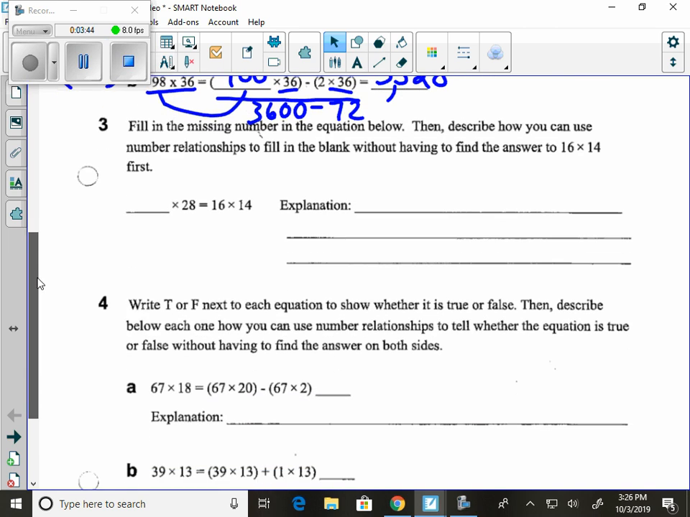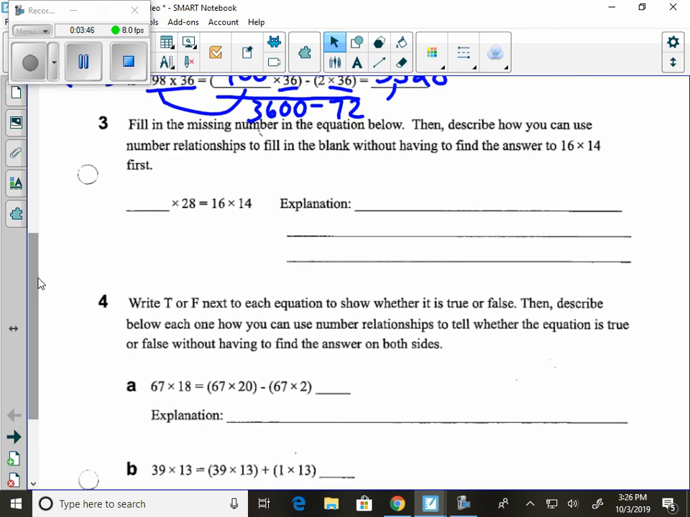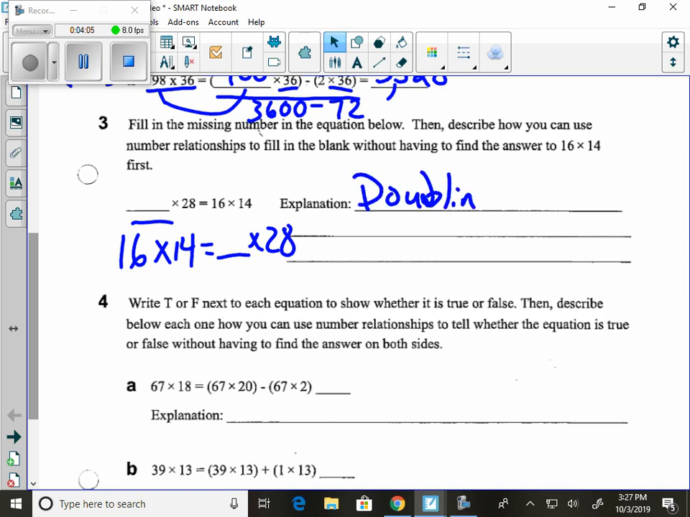Number 3, the missing number in the equation, you need to fill in right here to describe how you figured this out. So I'll talk about how I did it and not write it all out. I actually don't like the blanks at the beginning. I like it afterwards. So I actually would do this. And we are going to use the doubling and halving strategy here.